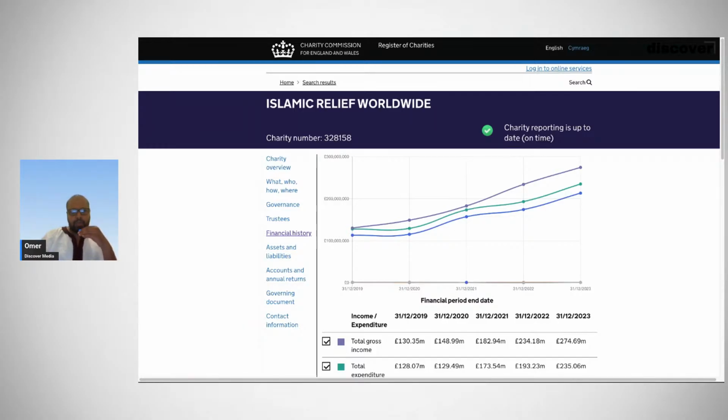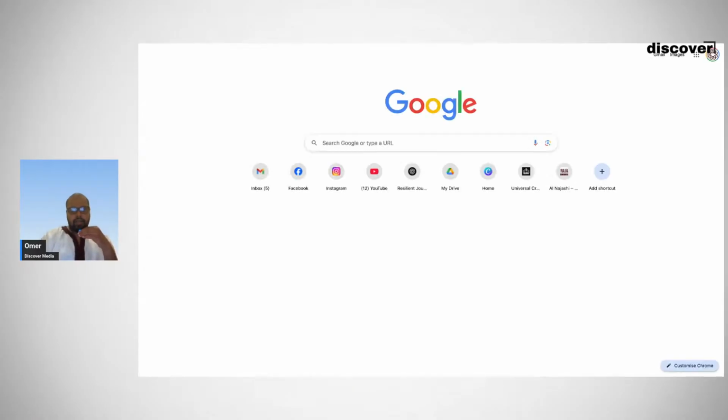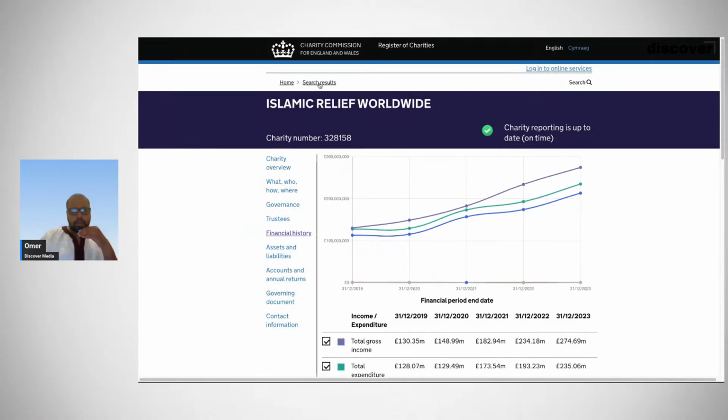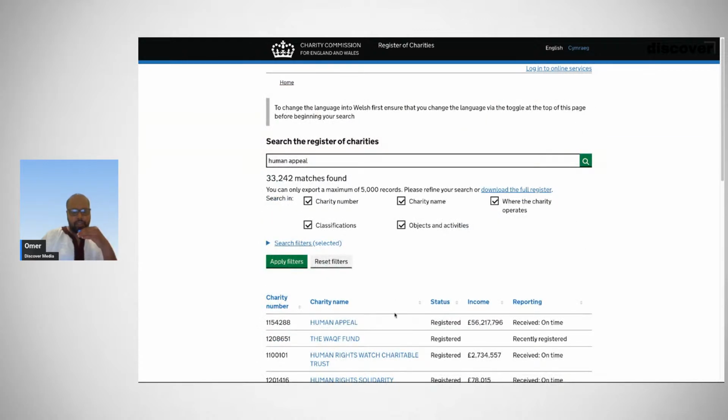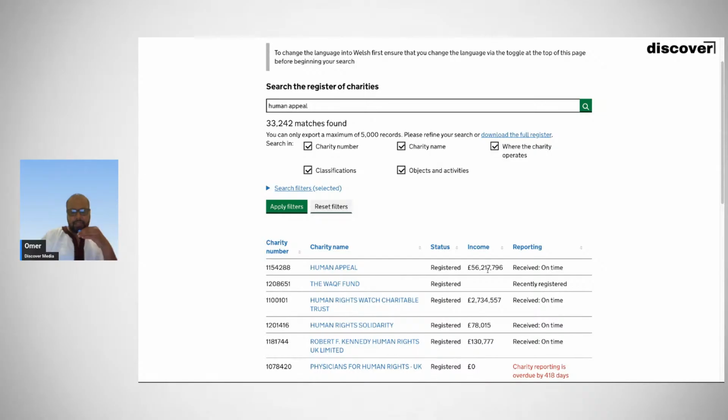What we can do maybe is just look at another organization. Let's look at, for example, Human Appeal. It's the next thing down, in my knowledge, I think. So let's look at Human Appeal, for example, another Muslim organization. 56. That's not bad.